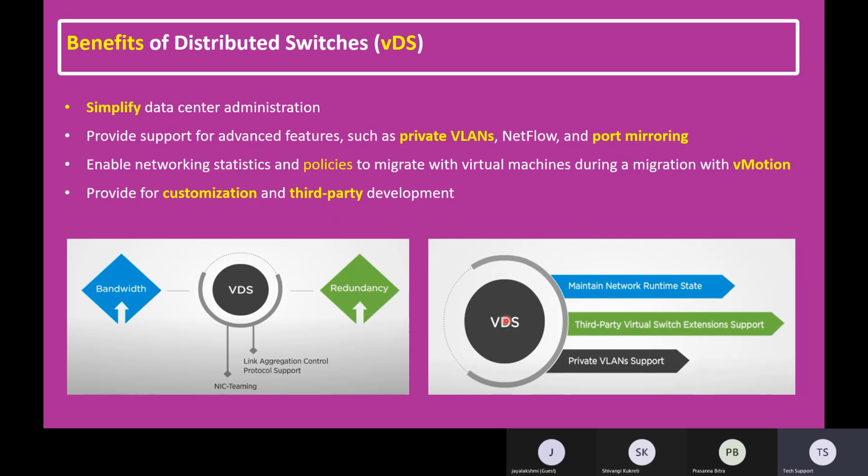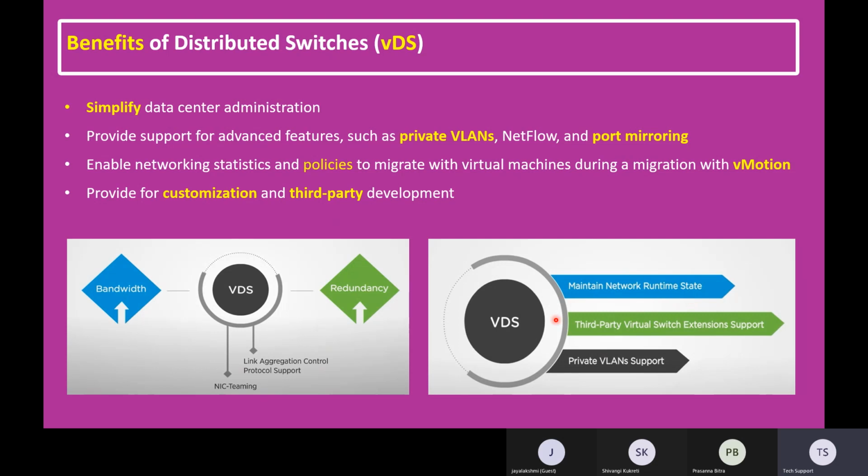Okay, and in the distributed switch, there will be some more additional features like private VLAN support. We mentioned here private VLAN support, and also third party virtual switch extension support. If you have any third party virtual switch, such as the Microsoft hypervisor virtual switch, or the Xen server virtual switch, or Oracle KVM virtual switches, third party virtual switches are also supported to communicate using the API call. Okay, and another point is maintain network runtime state.